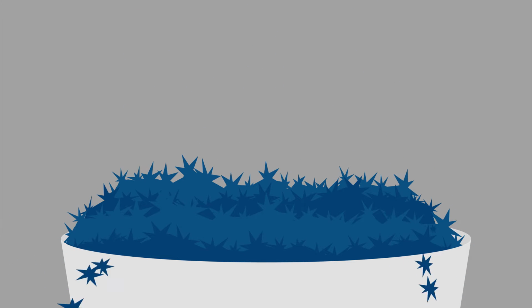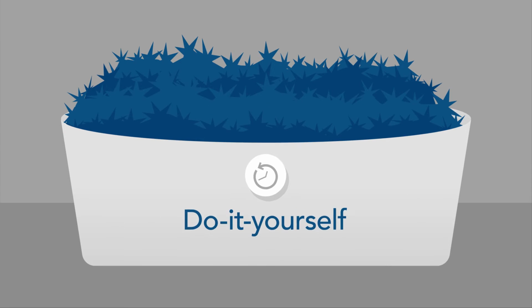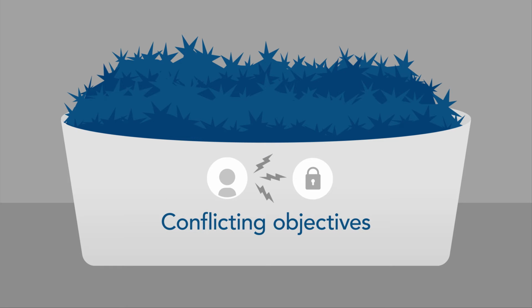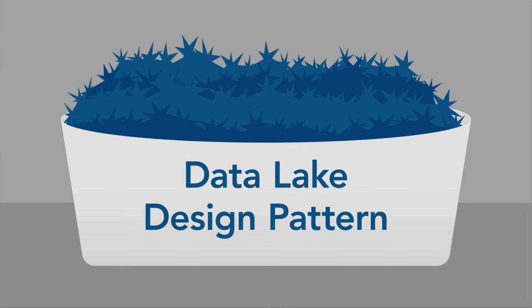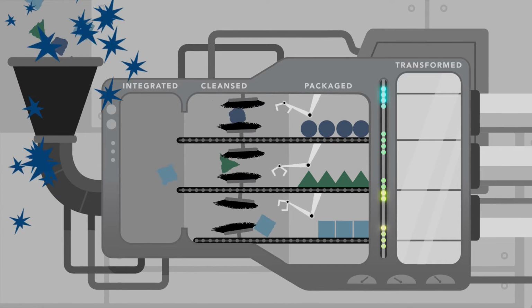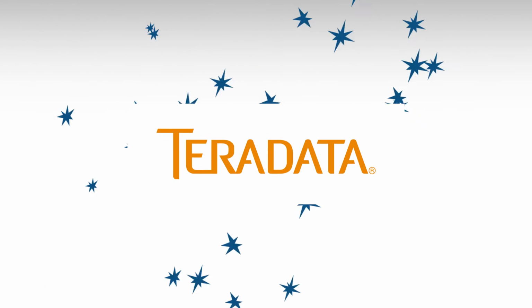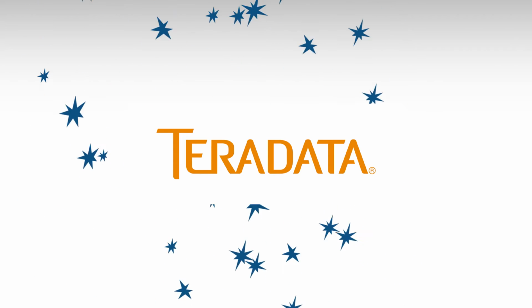But if you don't do it right, the data lake promise can seem more like some problems. A do-it-yourself situation with long implementation, poor end-user adoption, conflicting objectives between access and security. Fortunately, there's a solution, the data lake design pattern. And the data management people who design the best data warehouses know how to apply the best design to data lakes with quick timelines and low risk.